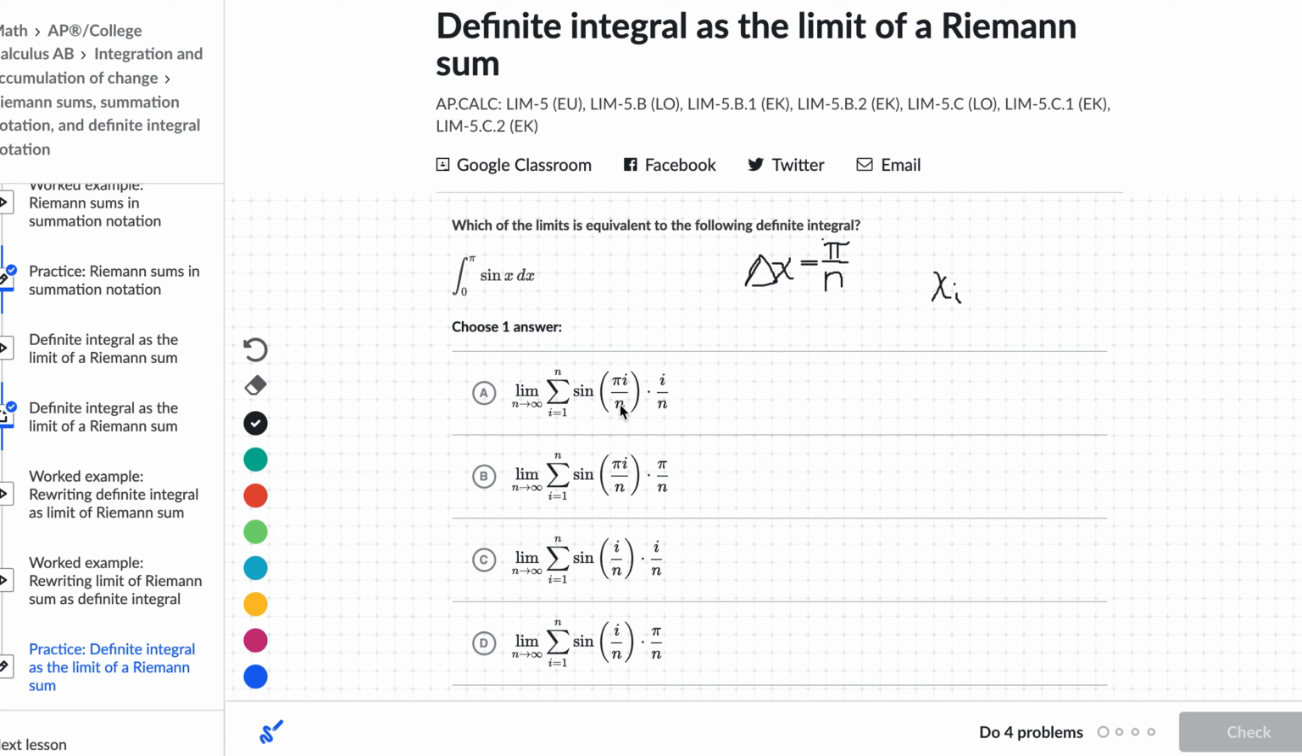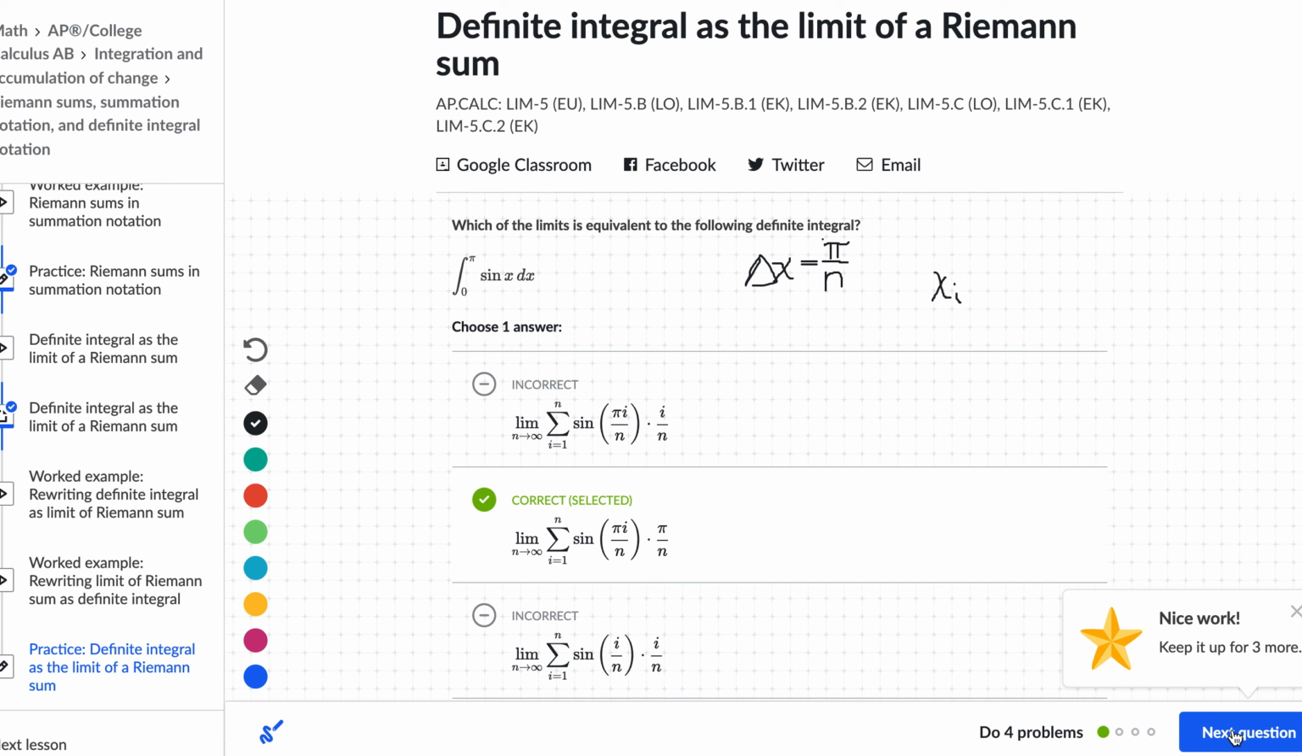So pi over n times i, and then how wide is it? The width of each rectangle is this. So which one of these is going to be it? Is it this one? Sine of pi over n times i. Yep, and why would it not be this one? Because they do not have the pi down here. So it is most definitely that one. And let's get the sparkles. There we go. All right, so hopefully that's pretty useful.